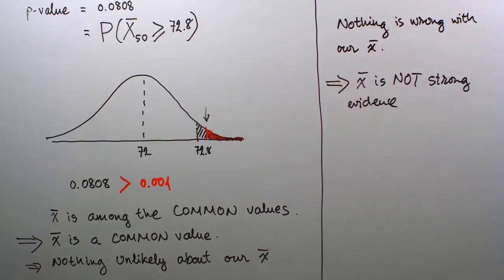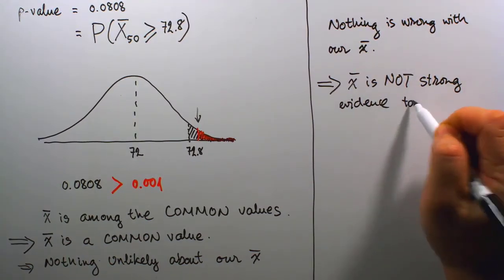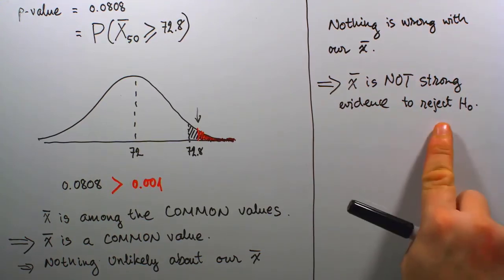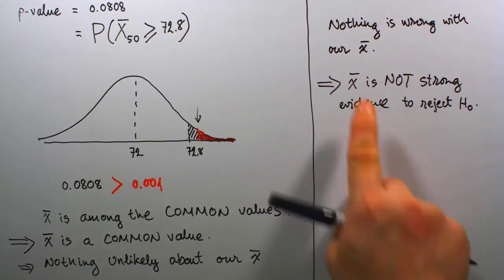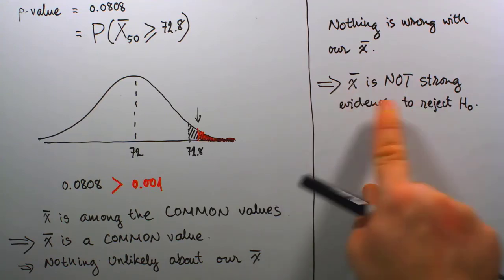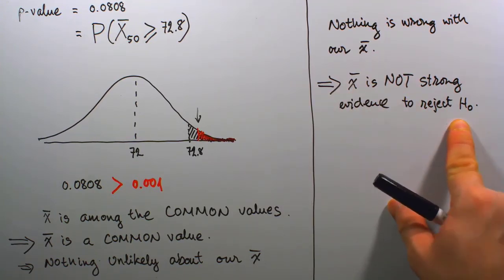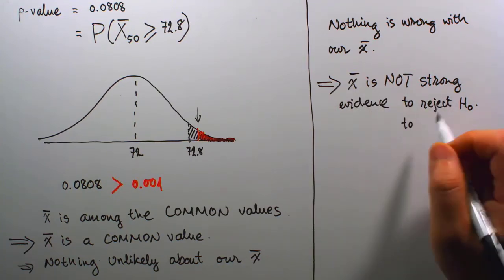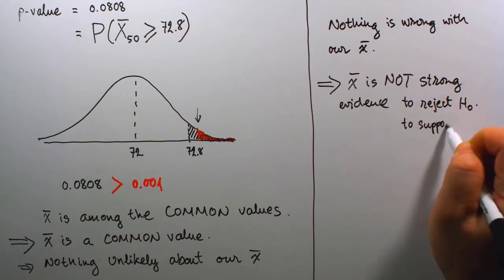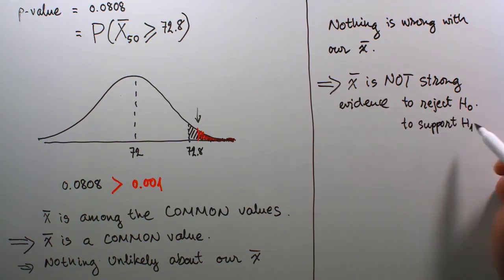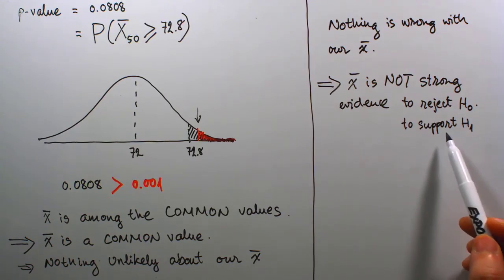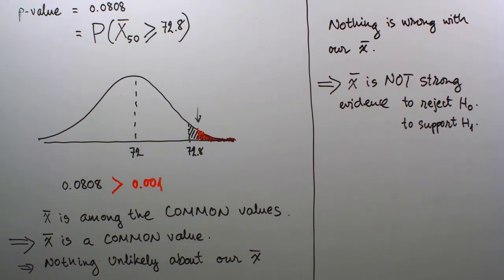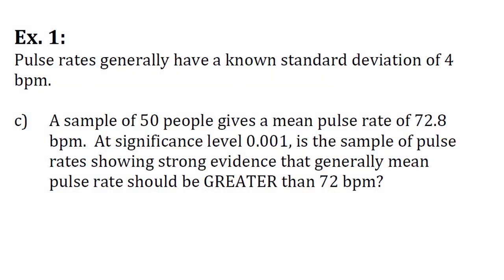And so not strong evidence here, either to reject h sub 0, because think about it, if we want to reject h sub 0, the null hypothesis, then x bar better be strong evidence, but here it's not strong evidence for us to reject h sub 0. Or another way of saying that, x bar is not strong evidence for us to support h1. So there's not good enough reason to support h1, saying that generally the mean pulse rate should be above 72.